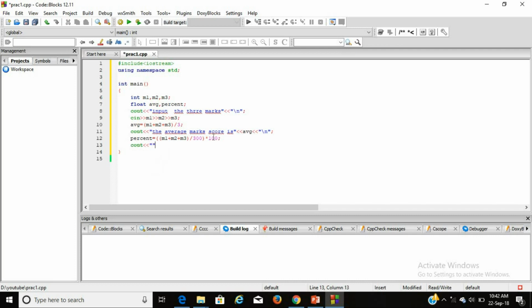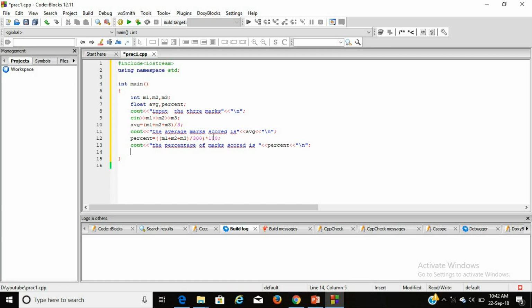And I'm going to put that in the output: percentage of marks scored is. Now coming to the grade.